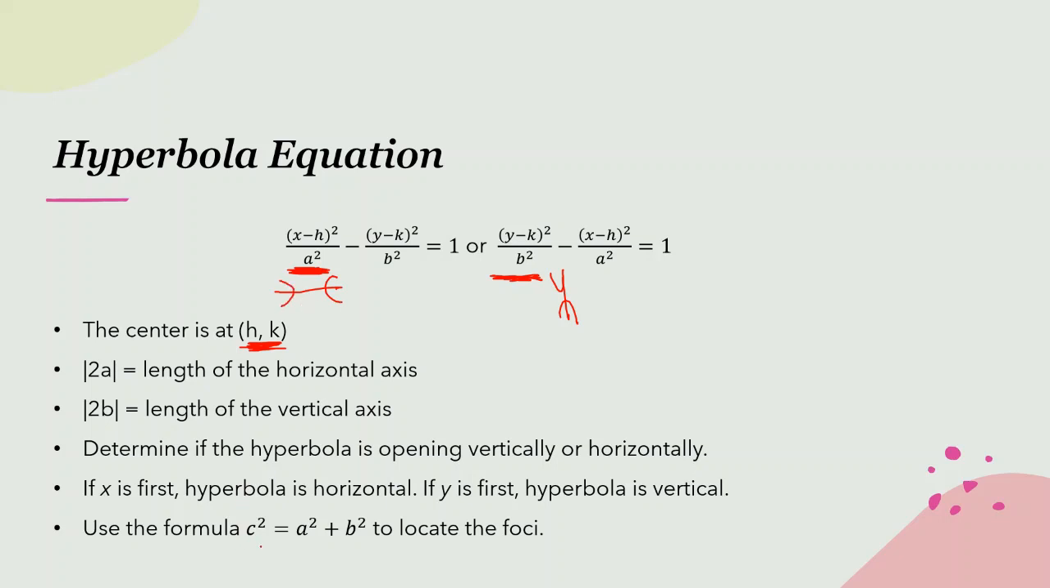We also need to use the formula c squared is equivalent to a squared plus b squared. In ellipse, we'll be using c squared, and we have to determine which has the larger value, a or b, and then we'll be subtracting. Here in hyperbola, we'll be adding the values of a squared and b squared. So that is how we locate the foci.